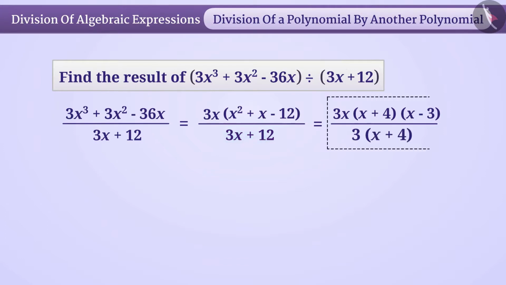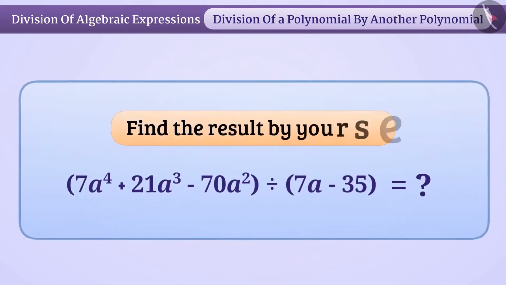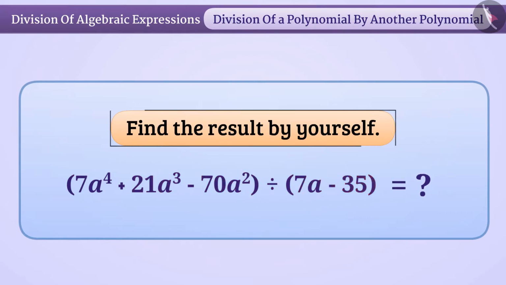We will see that the factors 3 and x plus 4 are common to both the numerator and the denominator, so we can cancel them. From this, we get the result as x into bracket x minus 3, that is x square minus 3x. Now, try to find the result of 7a raised to the power 4 plus 21a raised to the power 3 minus 70a square divided by 7a minus 35 by yourself.